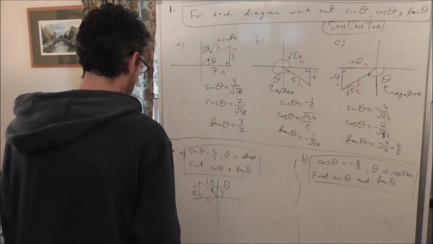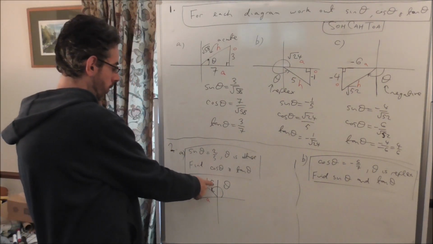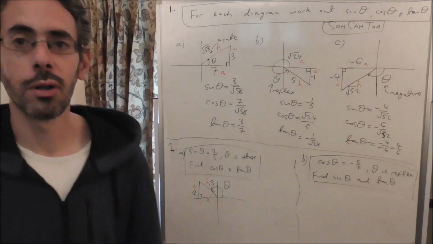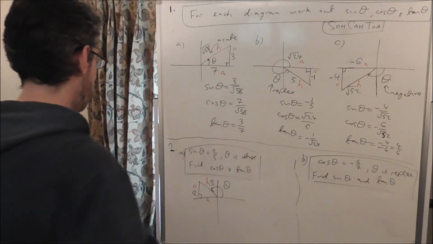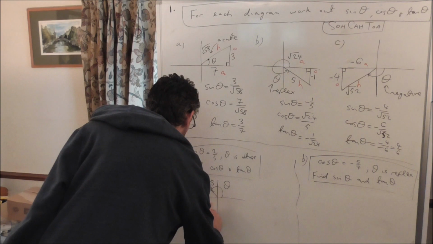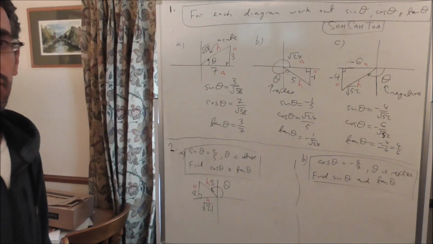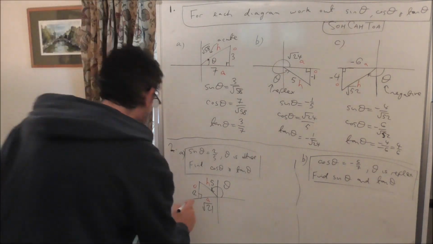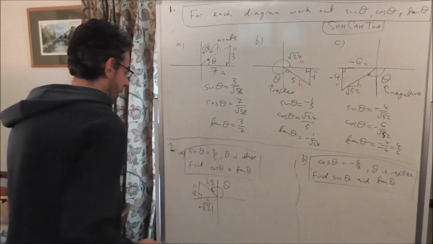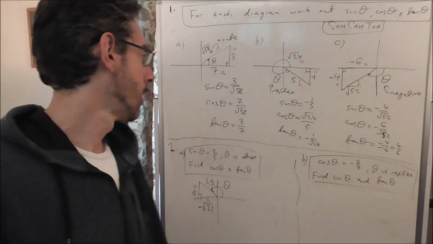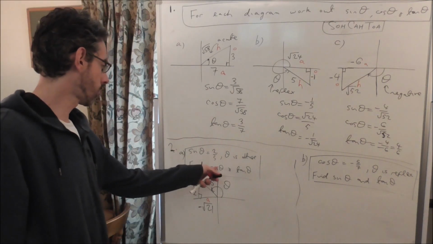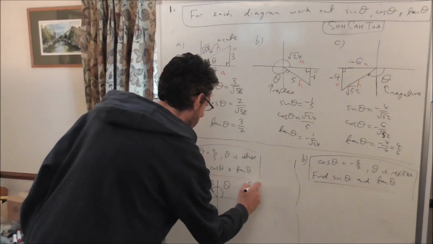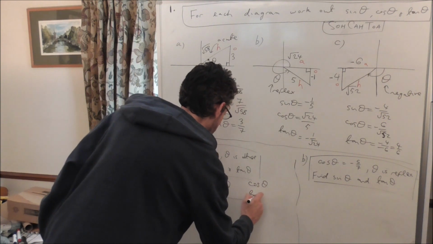So we can use Pythagoras' theorem. 5 squared is 25, 2 squared is 4, 25 take away 4 is 21. So the adjacent side is root 21. And because the adjacent side is going to the left, we treat it as a negative number, minus root 21. The opposite side is going up, so we treat it as a positive number. So now we're ready to answer the question. We can say what cos theta is and what tan theta is.